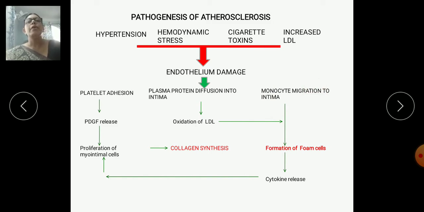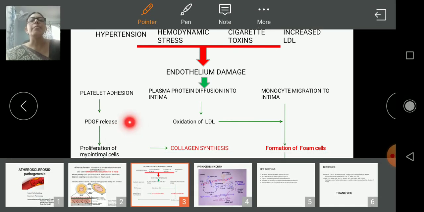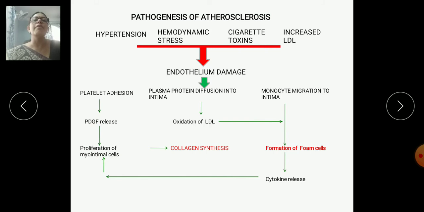Now, platelet adhesion increases the release of your platelet derived growth factor, PDGF. What happens is the proliferation of the myointimal cell occurs. Proliferation means increased growth of myointimal. Myo means muscle, intimal means of tunica intima. This cell increases. That means the thickness is increasing over there.